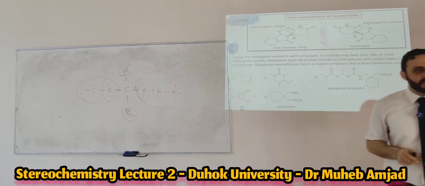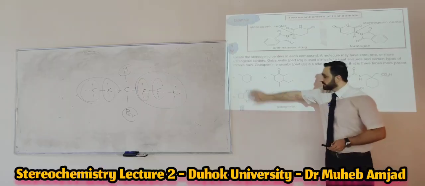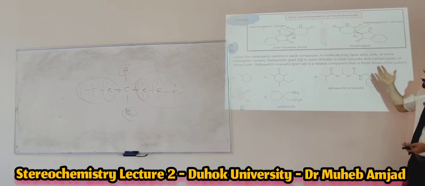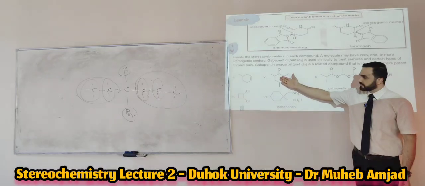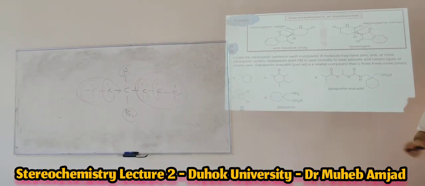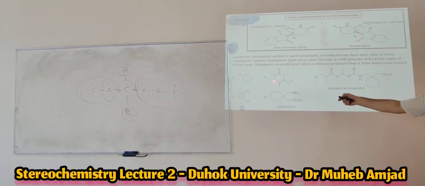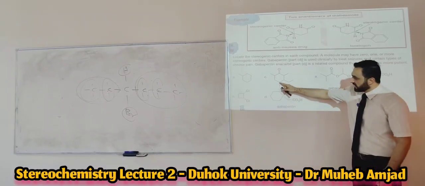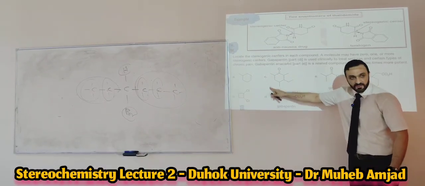Okay? Is it clear for you now? For cyclic. Okay. For example, this. Where is the stereogenic center here? This compound. Yalla, you have to think. This is stereogenic center? No. This? Yes. Why? Because we have CH3 and hydrogen, and this part is not like this part.